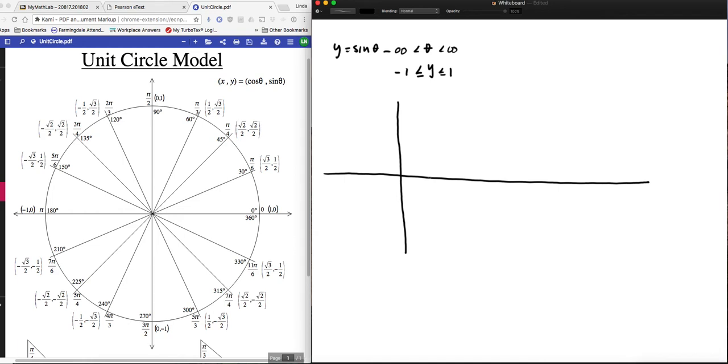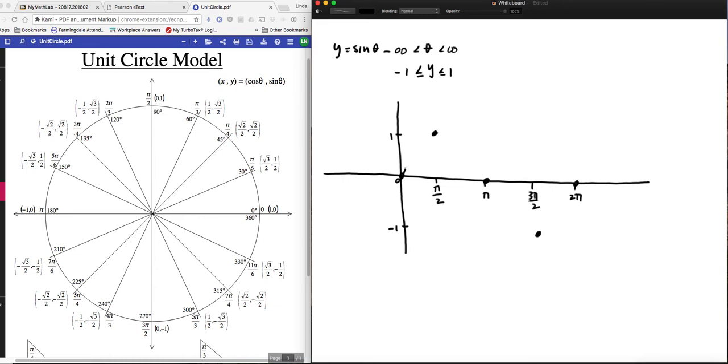What I'm going to do is put the unit circle values for pi over 2, pi, 3 pi over 2, and 2 pi over here, and 0 is right here. So let's look at one revolution of the unit circle. At 0, the sine of 0 is 0, so that point is right here. At pi over 2, the sine of pi over 2 is 1. At pi, the sine is 0 again. At 3 pi over 2, the sine is -1. And at 2 pi, I'm back at 0 again.